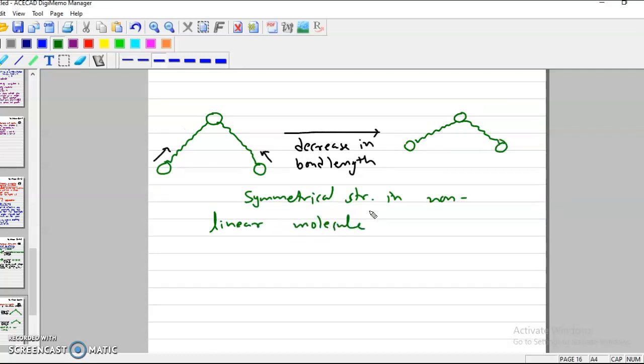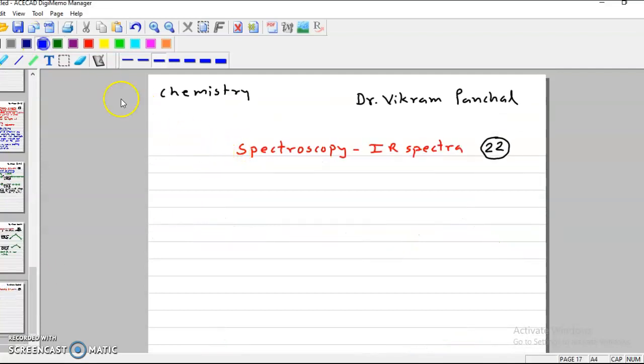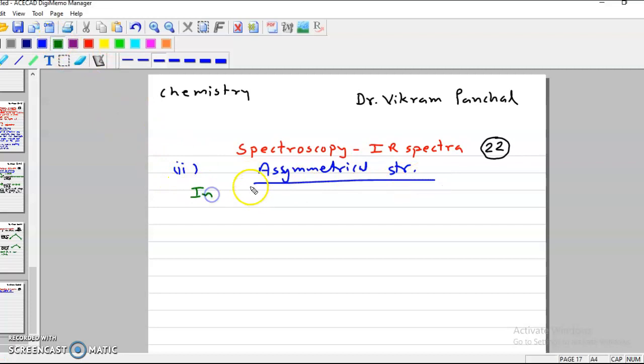Now we'll see asymmetrical stretching. Second is asymmetrical stretching. First of all, in linear molecule, here all atoms are on one line at the same distance from others.